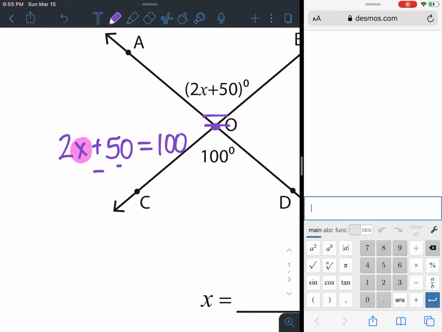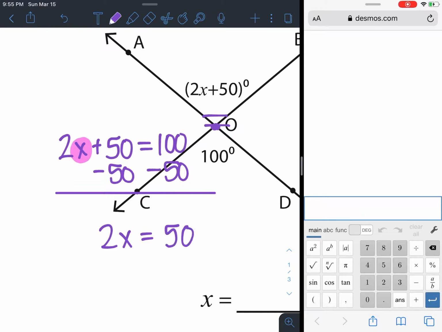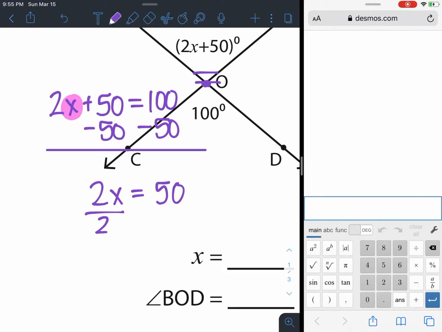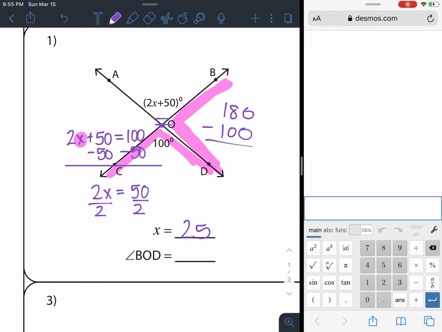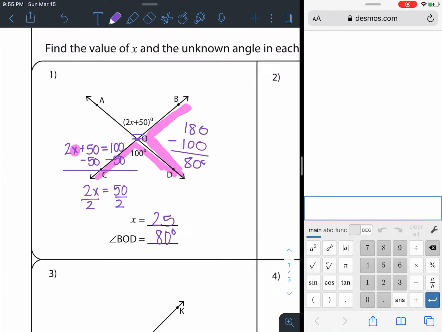First step to get away from x is 50. Subtract 50 on both sides. So 2x equals 50. Last step, divide by 2. So x is 25. That angle then, BOD, so they want now this angle over here. It forms 180 degrees with this angle here. So 180 minus 100 leaves us with 80 degrees. Let's try another one.